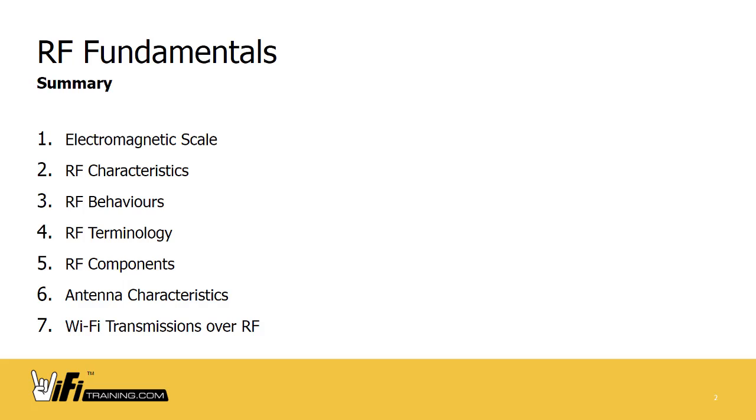We're going to start by talking about the electromagnetic scale and where the frequencies used by Wi-Fi are located on this scale. We will go over some RF characteristics and RF behaviors. We will explain some RF terminologies that you can find in Wi-Fi documentations. We will go over the RF components that you find in Wi-Fi clients and Wi-Fi access points. We will explain some antenna characteristics. And finally, we will go over how Wi-Fi transmission works over the RF medium.